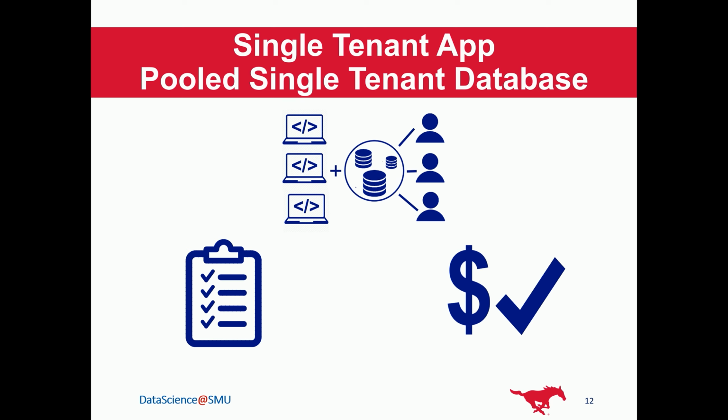Or we could look at the opposite scenario where we have one database for every single tenant in the system. That will be much cheaper, but we run the risk of not meeting our requirements, things like privacy or performance, because everyone's in the same database. The solution to this is what you see here on the slide, a single tenant application with a pooled single tenant database. This lets you have a separate logical database for each single user in your software as a service. However, you're pooling them together, and that saves on cost. We're able to meet our requirements and do it in a budget-friendly way.